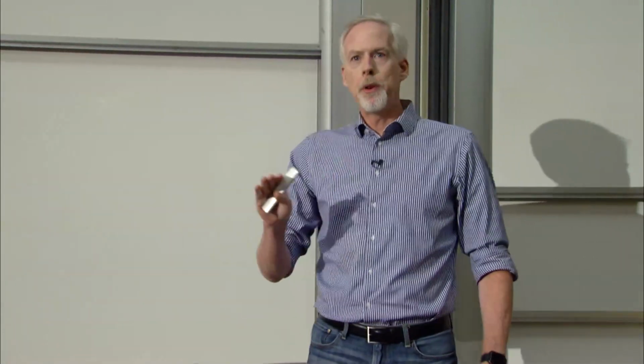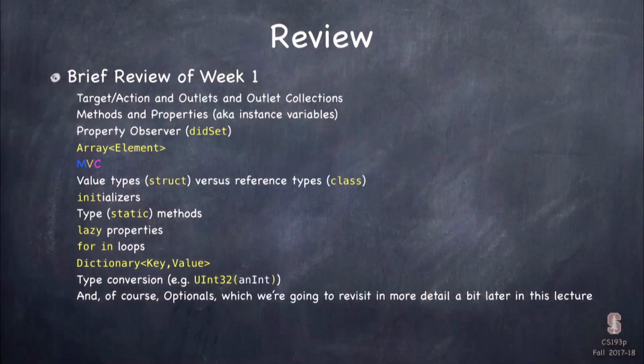All right, so here's your brief review of week 1, okay, hyperspeed review. Of course, you know about target action, outlet collections, the card buttons, your flip count label, the touch card, you know about that. You learned all about methods and properties, what their syntax was for all of those things, properties like flip count and tons of methods, all the ones in concentration and card and view controller. You learned about property observing, right? When the flip count changed, we had that didSet that would cause the UI to change as well. You obviously learned about arrays, how to put things in arrays, how to declare an array.